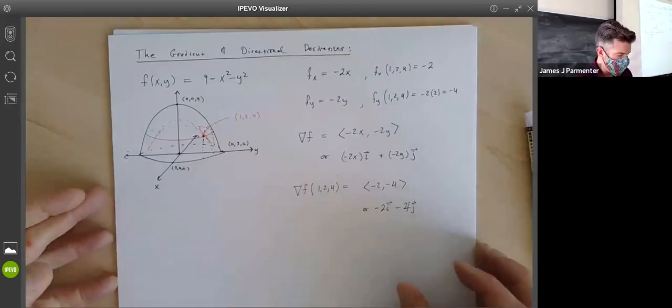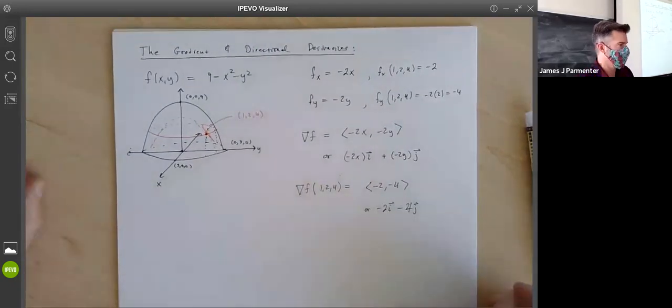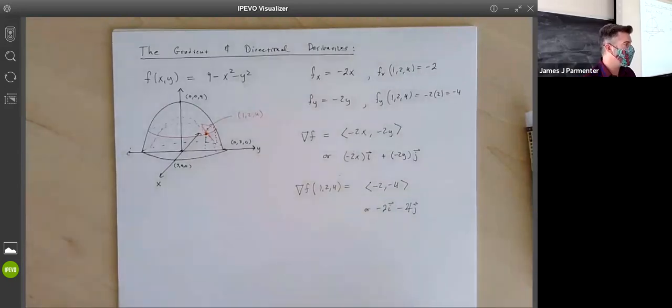And here is probably the most important thing I can ever say about the gradient. The gradient always points in the direction that if you walk in that direction on your surface, you would be going up the hill as steeply as possible. So the gradient always points you in the direction of steepest ascent.